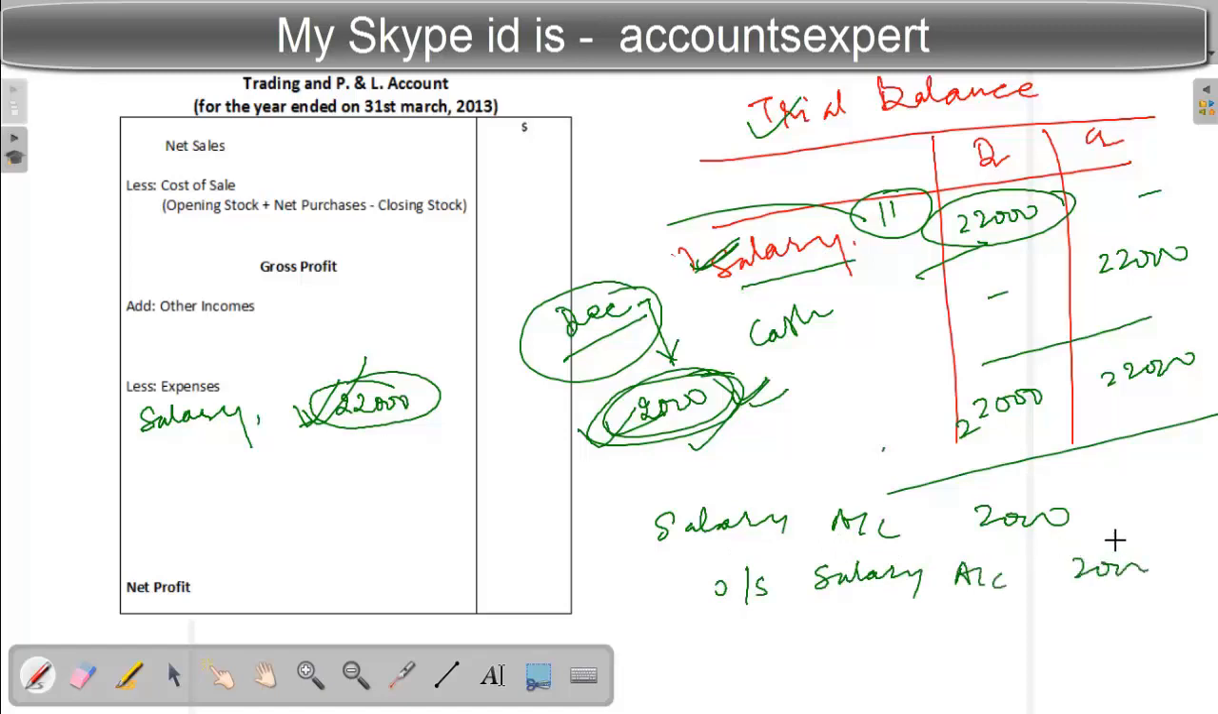Outstanding salary. So this is the entry, and now I will show the impact of this entry, how it will impact our trading account and balance sheet. Now before I explain the impact of this entry, first I would like to explain one example.